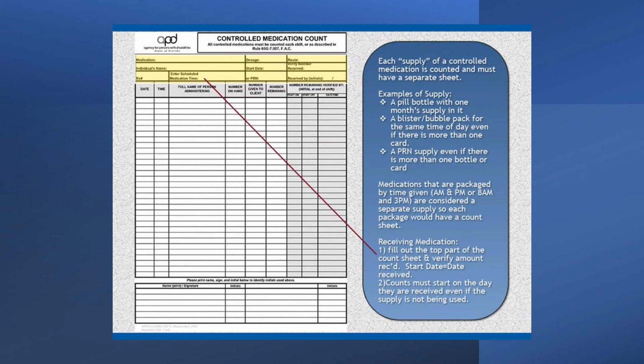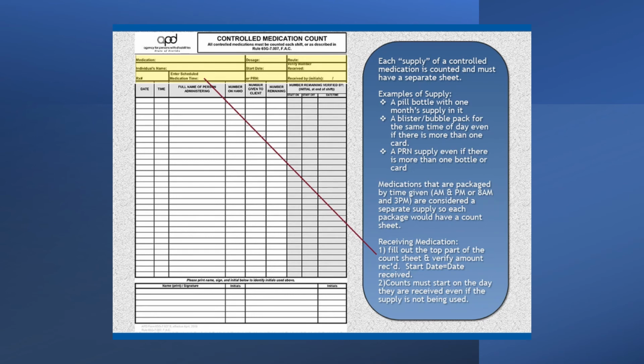Controlled medications may be dispensed in several types of containers. For instance, a bottle with a medicine label, bubble sheets, etc. Each supply of medication must be counted and have its own count sheet. Remember, in this situation, the word supply could mean that all of the doses come from one container or card, or the supply is for a specific time of the day. For this reason, you record the scheduled time on the count sheet. Pay close attention to the packaging, labeling, and the times on your count sheet when performing your controlled medication count.